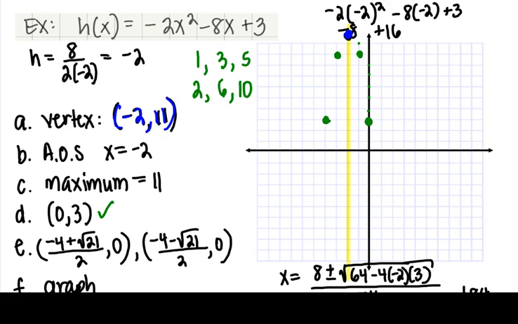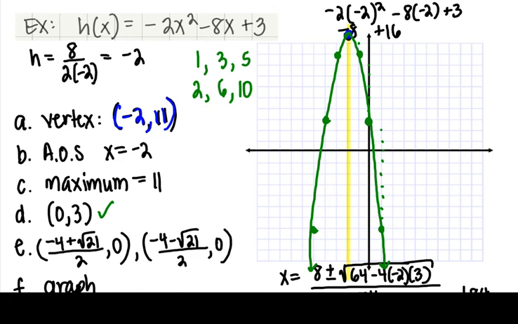Then we're going to go right 1, down 10. 1, 2, 3, 4, 5, 6, 7, 8, 9, 10. And then we'll reflect over. And voila. Look at that graph. And look at your patience.